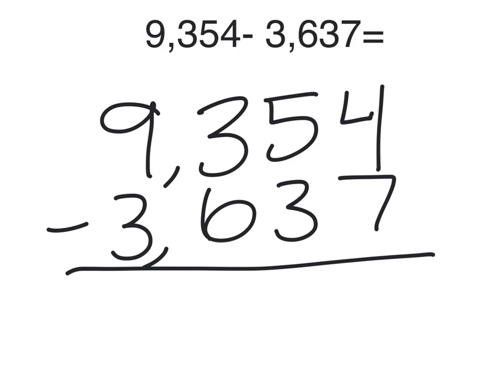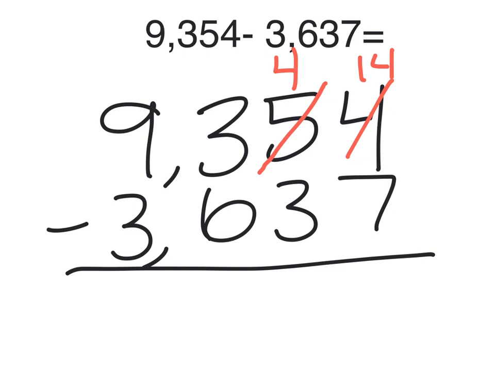So we need to borrow from the next place value. Okay, so let's look at this 5. We're going to borrow from that number. We're going to borrow 10. And so that 5 is now going to become a 4. And if we're borrowing 10, what's 10 plus 4? You should have said 14. So do you see how we borrowed 10 and we made that 4 now a 14?